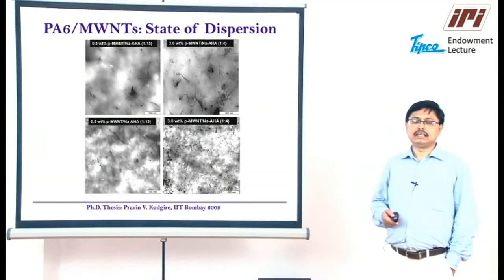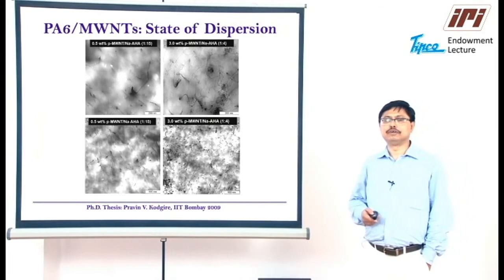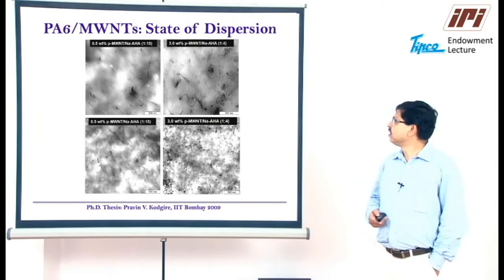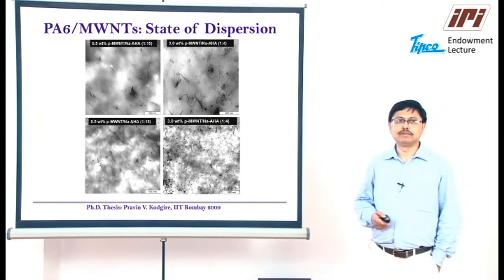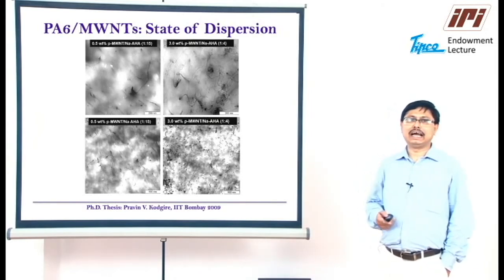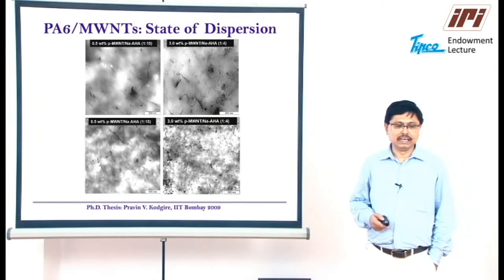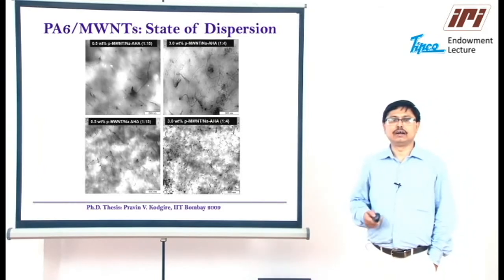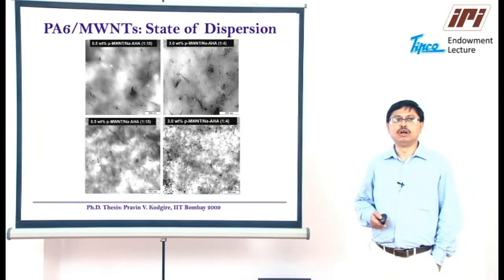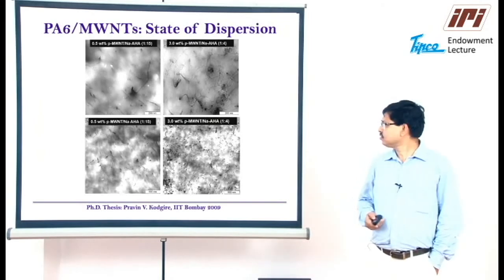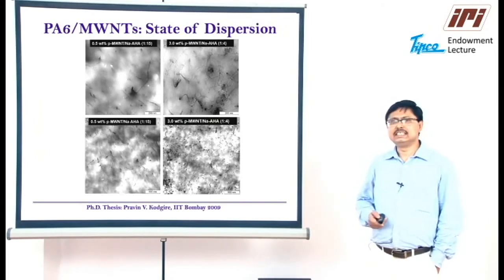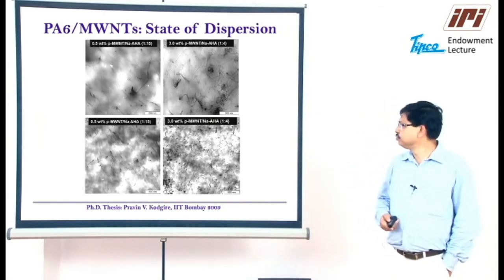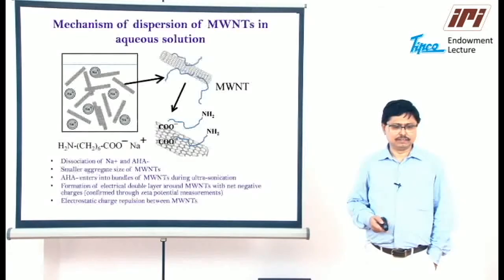One can see that the state of dispersion is found to be better in the presence of NaHA. Here in this particular case, 0.5% multi-wall carbon nanotubes modified at the ratio of 1:15 with NaHA has been shown alongside 3% multi-wall carbon nanotubes with a mixture of 1:4 NaHA ratio, which shows that aggregates are there, but the nanotubes are dispersed as more individual nanotubes in this composite material.